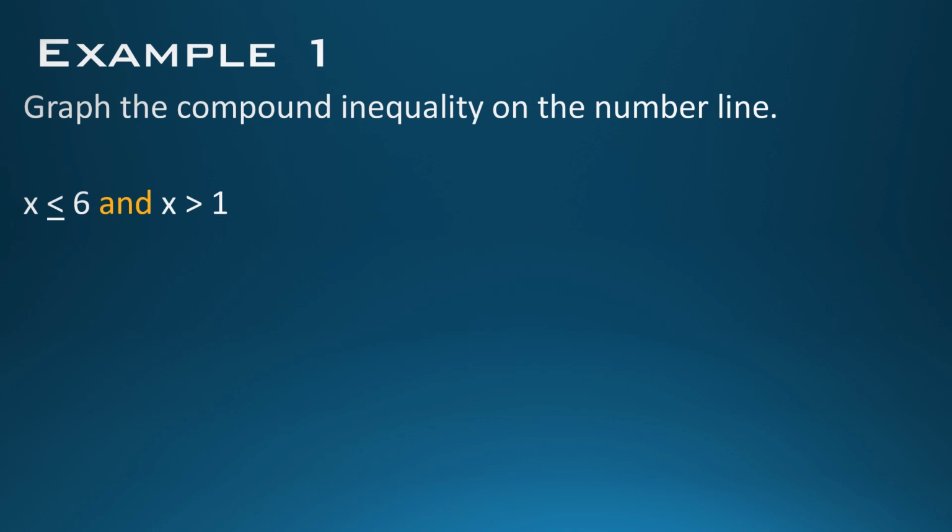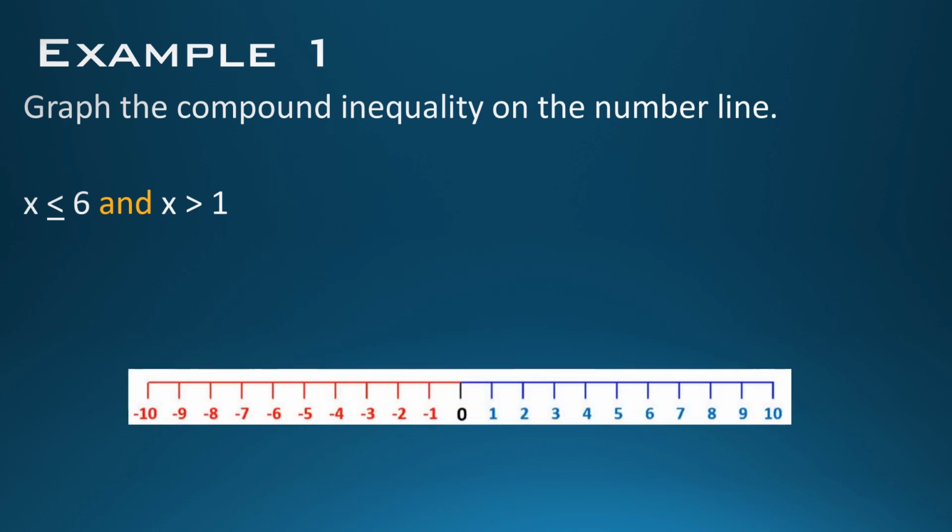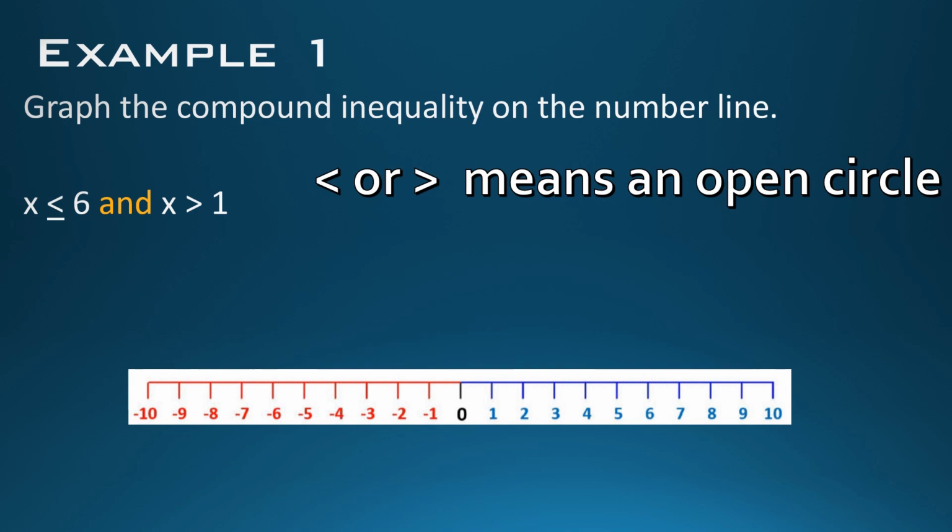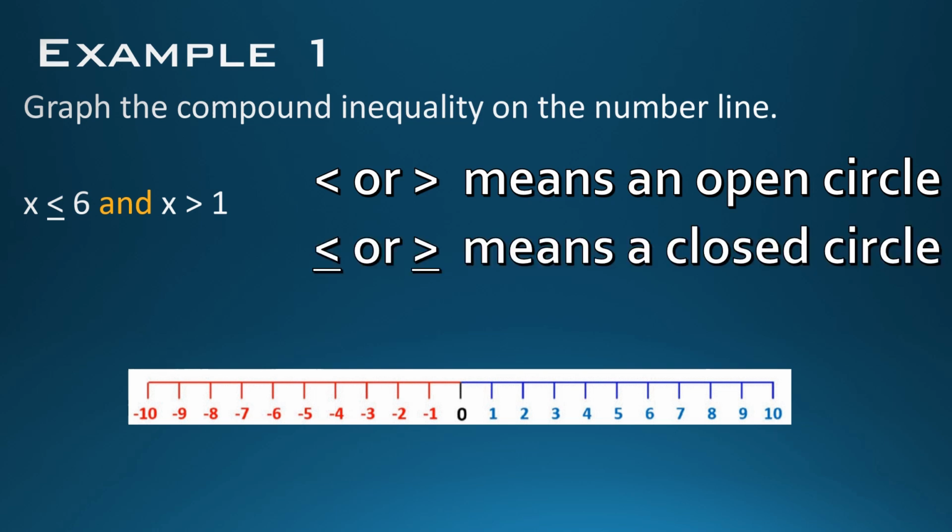Alright, let's look at the first example. We're going to be graphing the compound inequality on the number line. We have x is less than or equal to 6 and x is greater than 1. So we're going to use our number line. And remember that if you don't have the equal sign, meaning it's just less than or greater than, you're going to have an open circle on the number line. If it is less than or equal or greater than or equal, you're going to have a closed circle on the number line. So let's look at the first inequality.